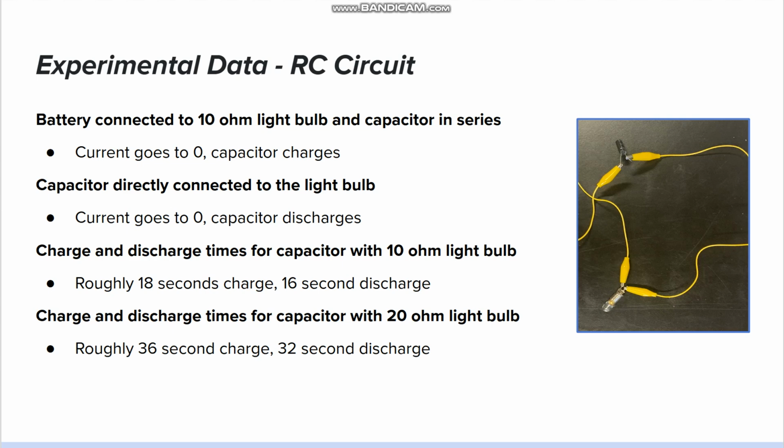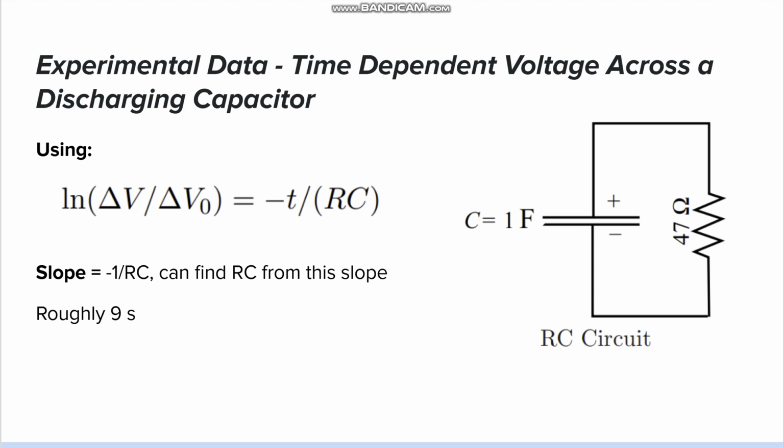Experimental data, Circuit 2, the RC circuit. When the battery was connected to a 10 ohm light bulb and capacitor in series, the current goes to 0 and the capacitor charges. And when the capacitor was directly connected to the light bulb, the current goes to 0 and the capacitor discharges. The charge and discharge times for the capacitor of the 10 ohm light bulb is roughly 18 seconds to charge, 16 seconds to discharge, and the charge and discharge times for the capacitor of the 20 ohm light bulb is roughly 30 seconds to charge and 32 seconds to discharge.